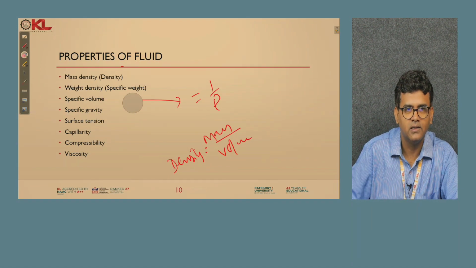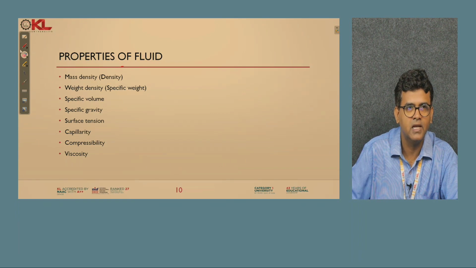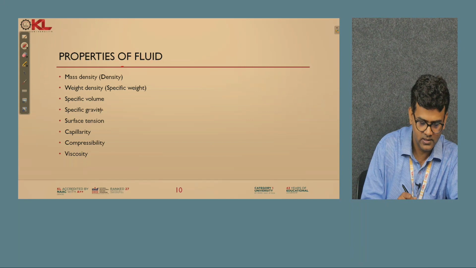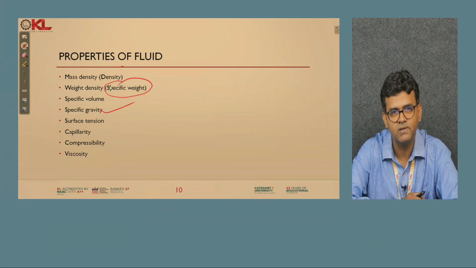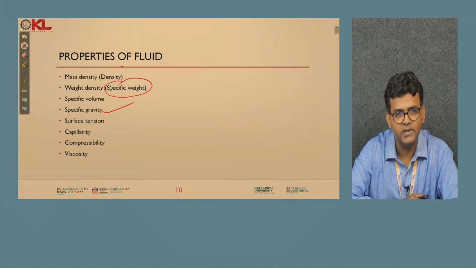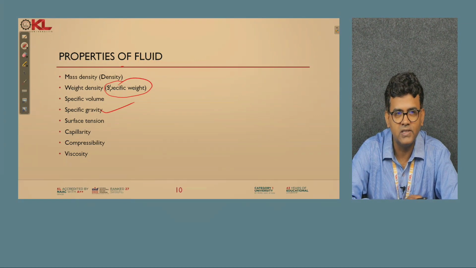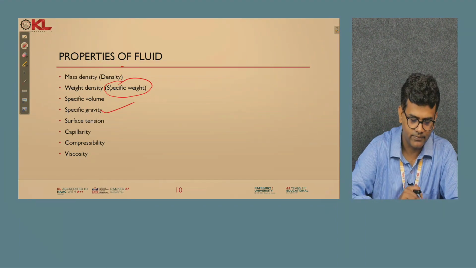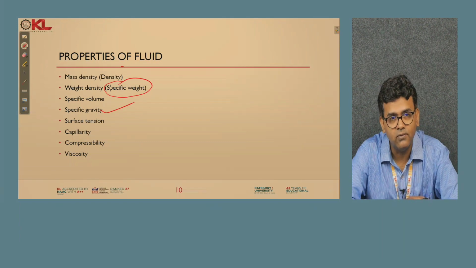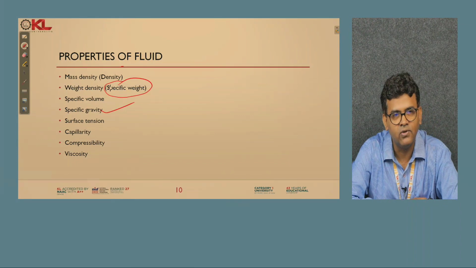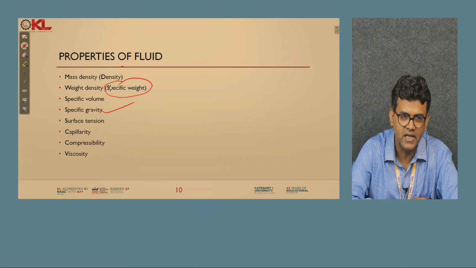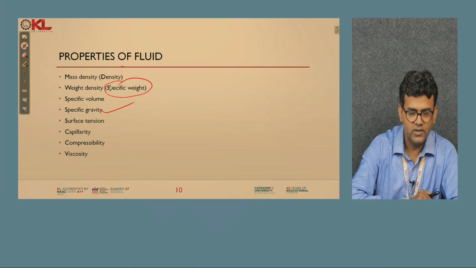Simple. Then we move to the next one, specific gravity. What is the specific gravity? This one is the specific weight, and this is the specific gravity. How can you define the specific gravity? Specific gravity is dimensionless. You have to do an assignment: what is the unit for all these properties and what are the dimensions.